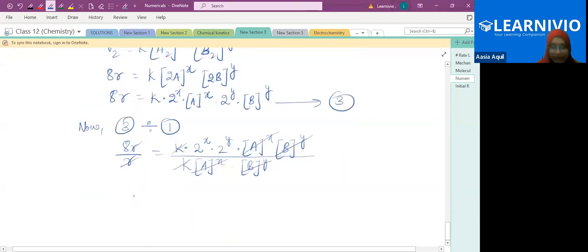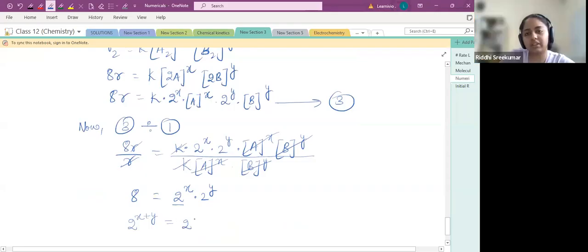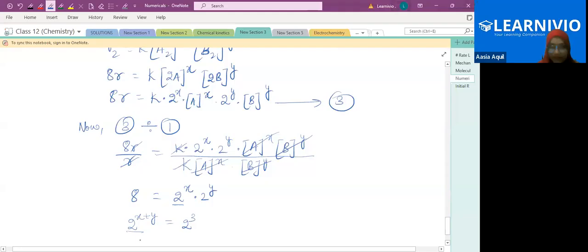and you will get 8 is equal to 2 raised to the power x into 2 raised to the power y. Now, according to the exponential rule, we know that if the base is the same and they are in multiplication form, the powers will be added up, right? And we can write 2 raised to the power x plus y is equal to 8, and 8 is 2 cube, right? So the base is the same, so we can equate x plus y is equal to 3. Now we know the value of x, okay? So 1 plus y is equal to 3. So y will be equal to 2, okay?